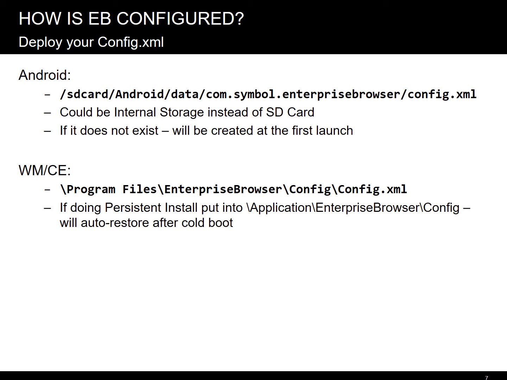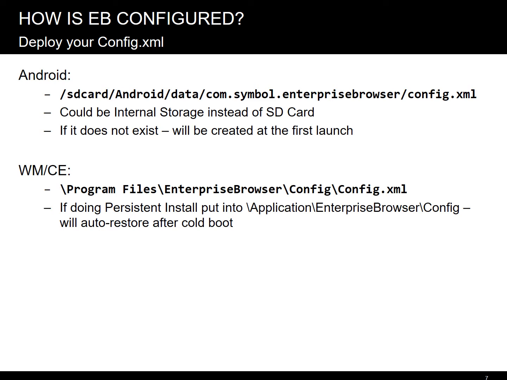On our KitKat devices, it is safe to use /SD card at all times, since it actually always leads to internal storage, aka virtual SD card feature. If the file does not exist, it will be created on the first launch. On WM, CE, the config file resides in the installation directory, /config subdirectory. If you deployed using the persistent installation mode, you would want to put the config onto the application partition so that it's auto-restored after cold boot.